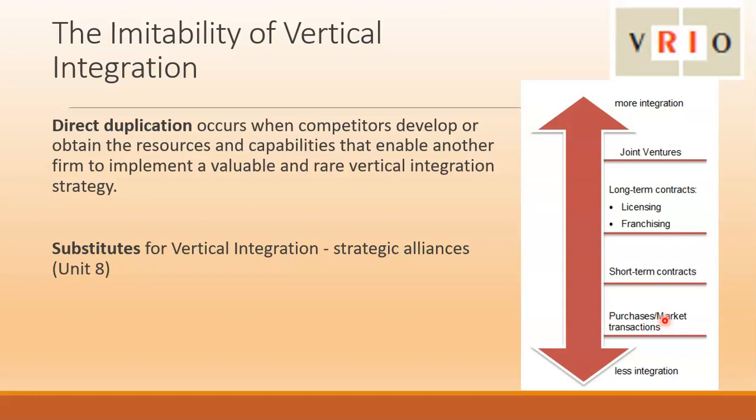So direct duplication occurs when competitors develop or obtain the resources and capabilities that enable another firm to implement a valuable and rare vertical integration strategy. Substitutes for vertical integration would be like strategic alliance, which we will do in Unit 8. So the imitability of vertical integration is really dependent on whether another firm can develop the same resources and capabilities that would enable them to implement a valuable and rare vertical integration strategy, just like your firm is doing.